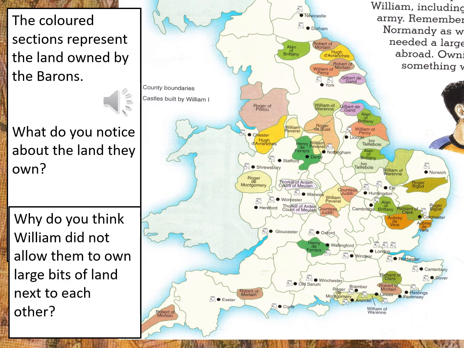Look at this map of England. The coloured sections represent the land owned by the barons. What do you notice about the land that they own? Why do you think William did not allow them to own large bits of land next to one another? If you notice on the map, they are all quite spread out and not close to one another at all.